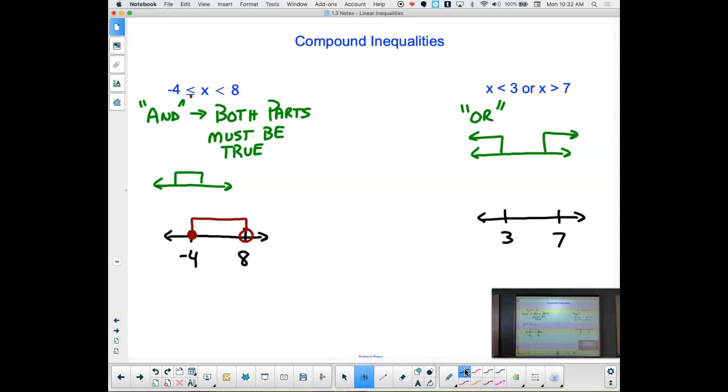Now, one thing that you will have when you're doing an OR statement is that your numbers might be in reversed order. You always, on your number line, want the smaller of the two numbers on the left and the larger of the two numbers on the right. Open at 3 and going smaller than that, open at 7 and we want bigger than 7. So those two are the solutions, the graphs to those compound inequalities.